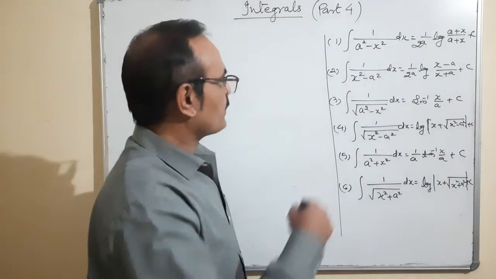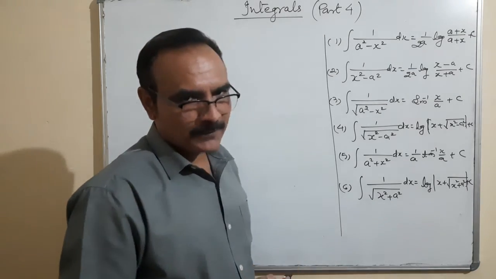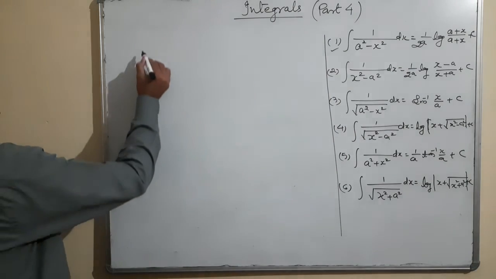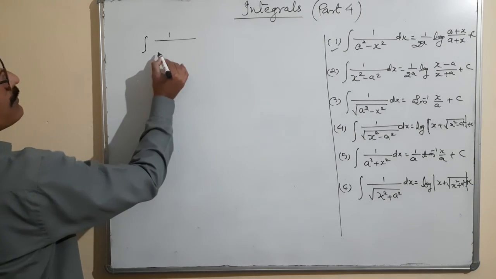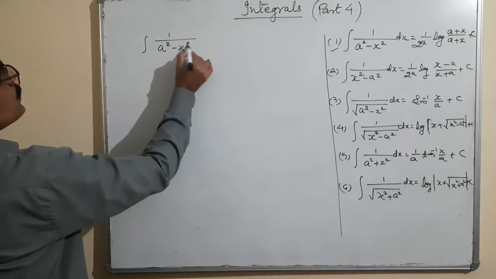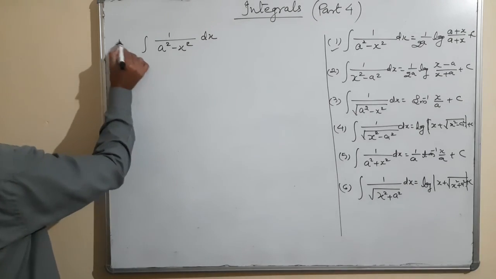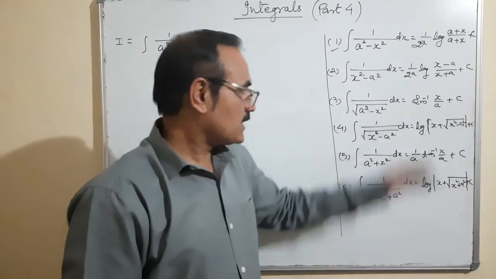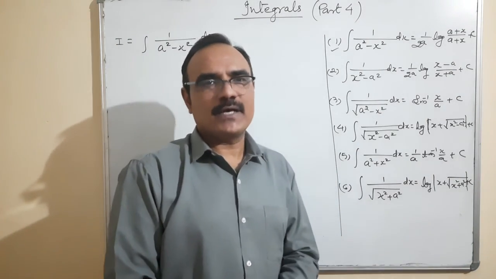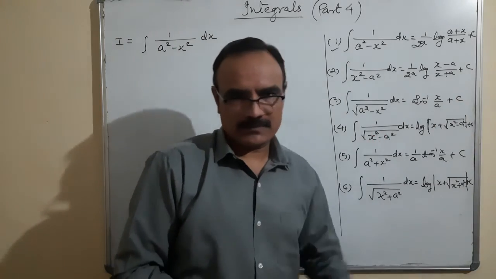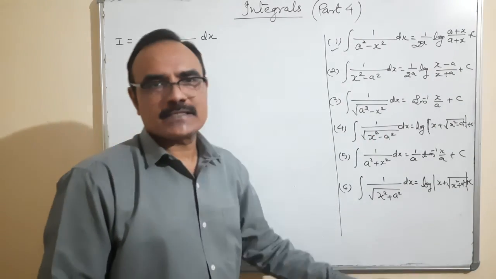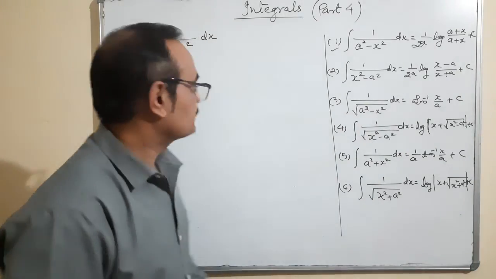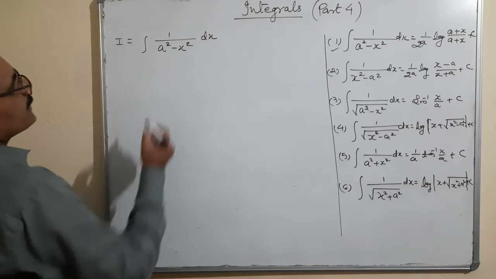Okay. So out of these, some of them I am proving. First I am taking the first one: integration of 1 upon a square minus x square dx, I is equal to. How this result comes, let us discuss, because these can be asked as questions themselves. Sometimes it can be asked to integrate this term. We will memorize it as a formula, but you should know how to integrate and how the formula comes.